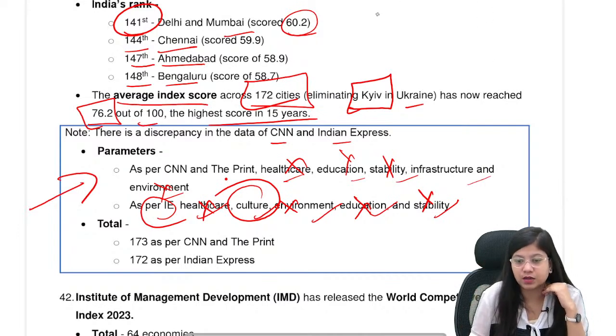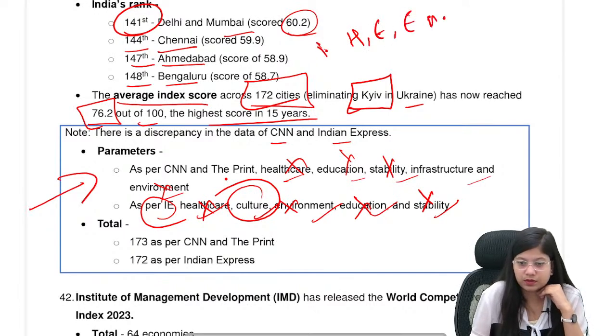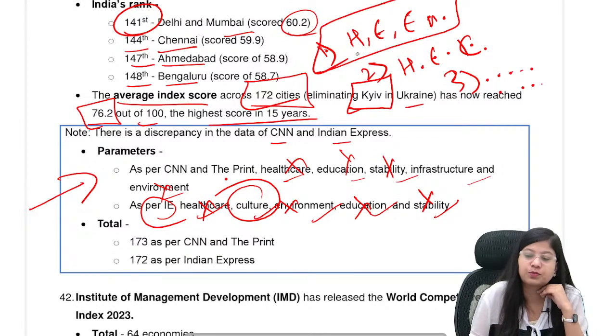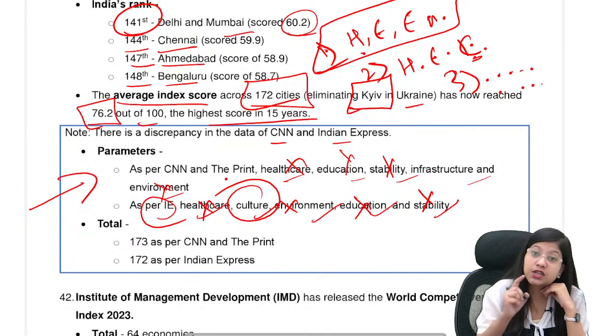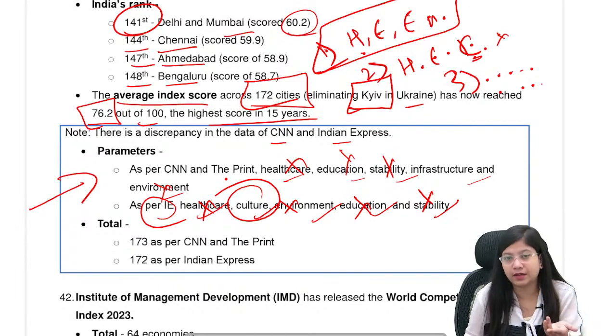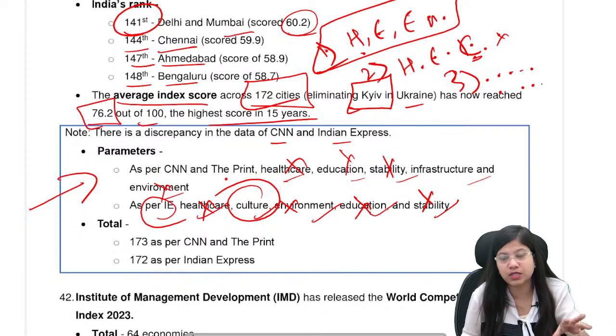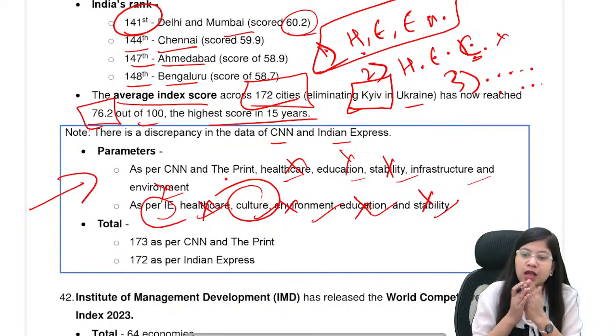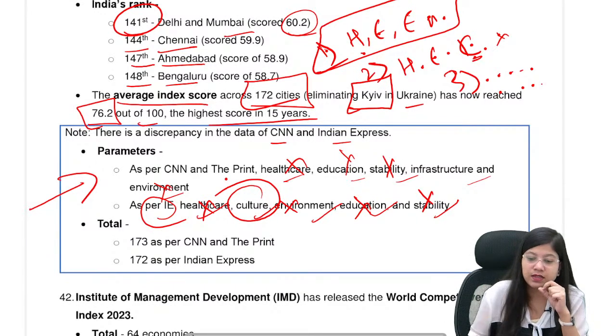For example, if there is a question which of the following is a parameter of the global livability index, and you have been given healthcare, education, environment in one option. You have been given healthcare, education, infrastructure, culture, and then you have been given different options. So in my opinion, then you should select option 1, because culture is here disputed. So it may happen that culture will not be a part of it. And the reason why we could not verify this from the official report is because the official report is not downloadable. It is not available as such. Okay? So that is why this discrepancy remains.